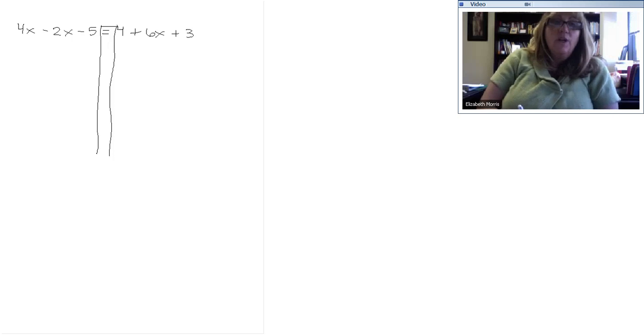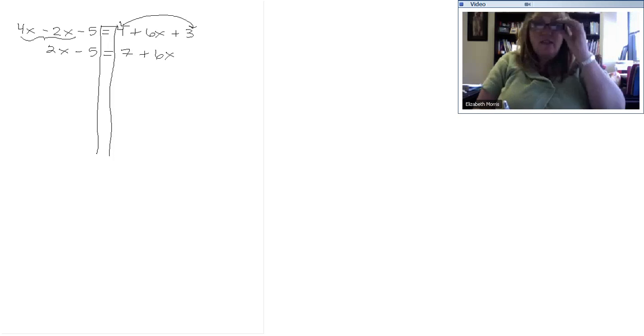But the first thing we're going to do is look at this side and see if there's anything we can simplify. Just looking at 4x minus 2x minus 5. Can you see that these are like terms? And we can combine and get 2x minus 5 because 4x minus 2x is 2x. Can you combine any more? Can you combine a variable with a number? No. All right, let's go to this side. 4 plus 6x plus 3. Well, these two are like terms, so I could actually say 7 plus 6x because 4 and 3 make 7. Now, can I combine 7 and 6x? No. So that's as far as I can go.